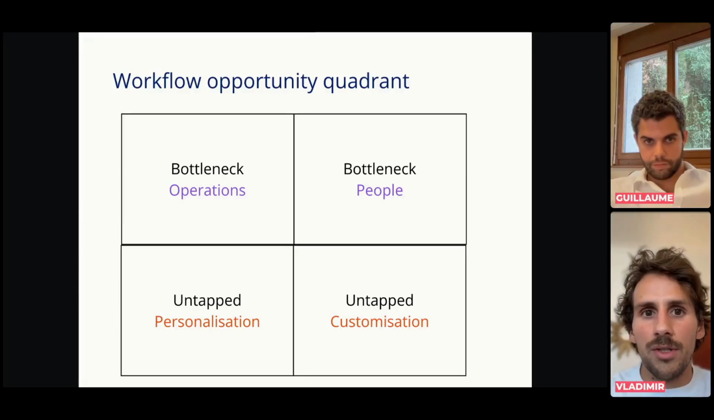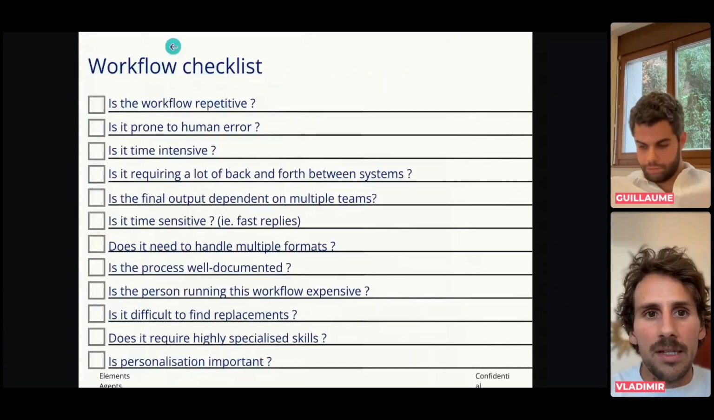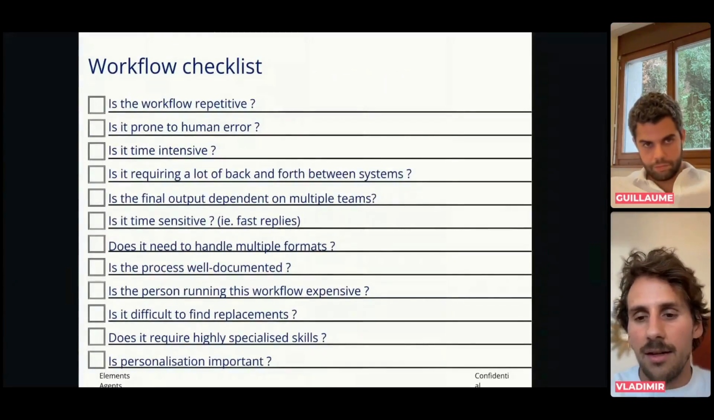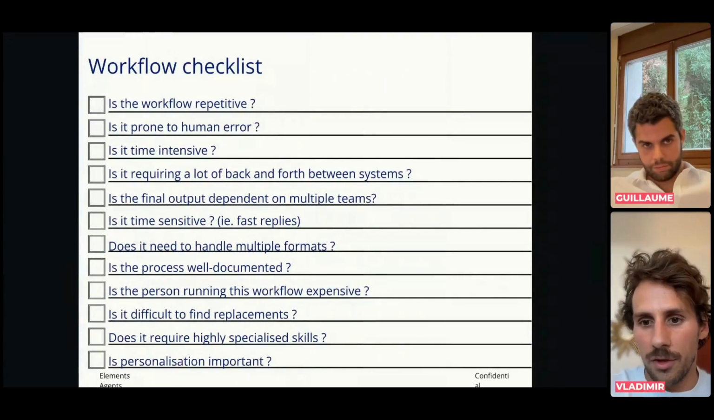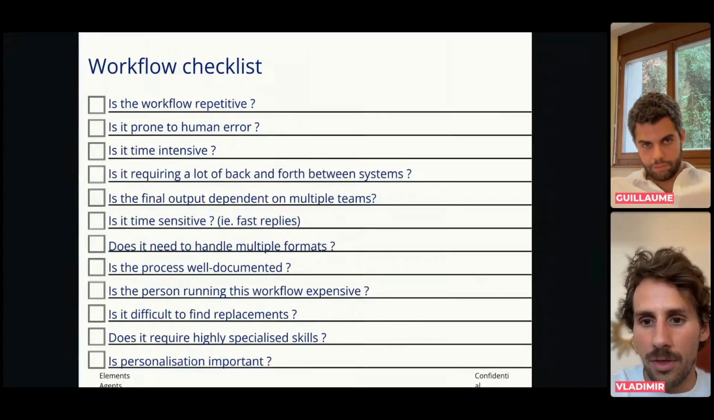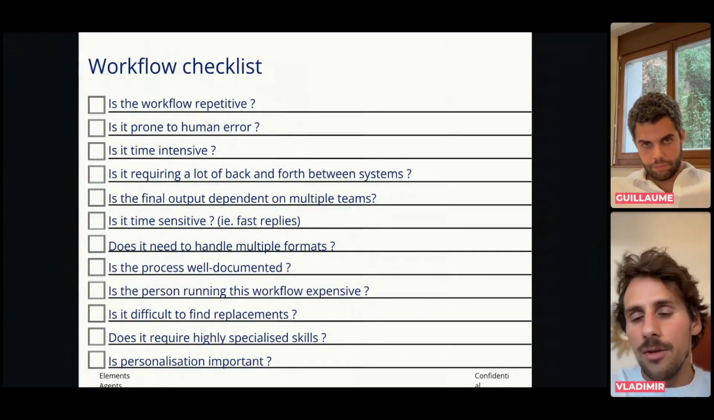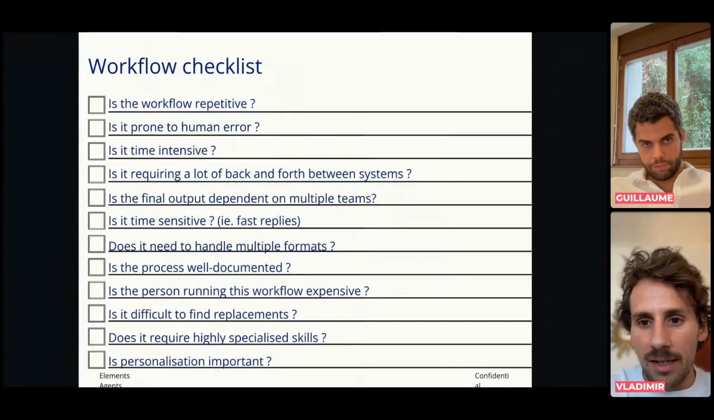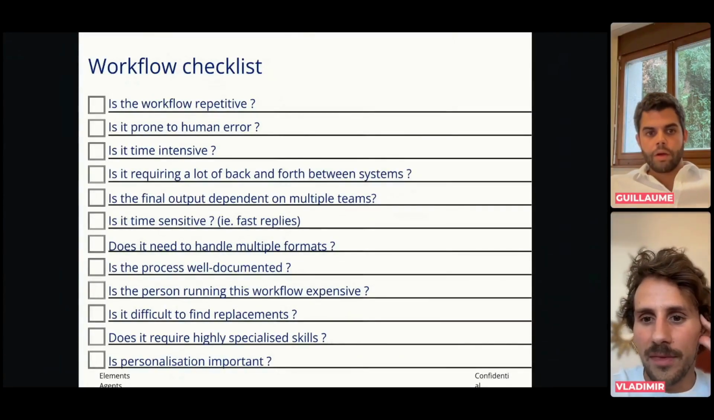So those are the kind of quadrants. And this is just a non-exhaustive list, but you can think of it as a checklist to quickly evaluate a workflow. Whenever you have a problem that you're thinking about, the more boxes it ticks, the more likely it is to be prone for automation. Do you want to add anything?